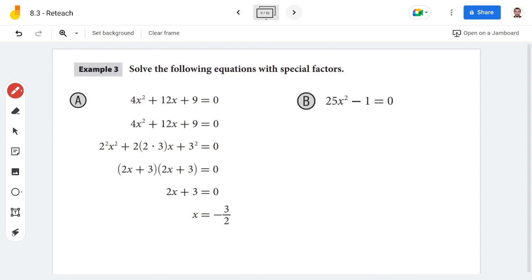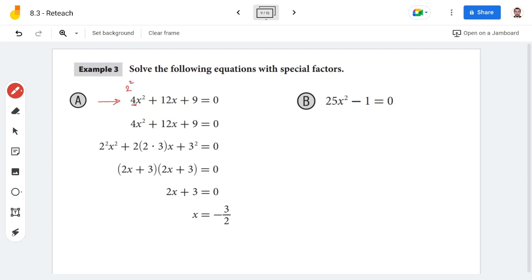Now, solve the following equation with the special factors. What I need to do is find x. If you look here at this equation, 4x squared plus 12x plus 9 is equal to 0. First, try to factor using the special things that we learned, which means 4, what are the two numbers that give me 4?